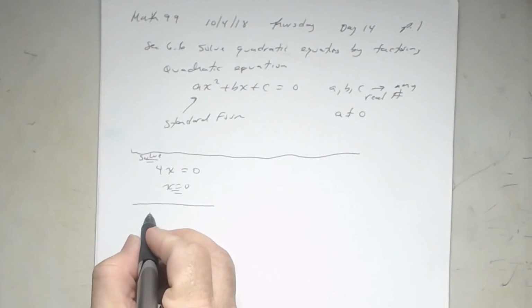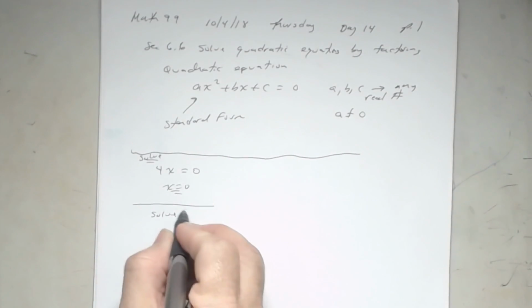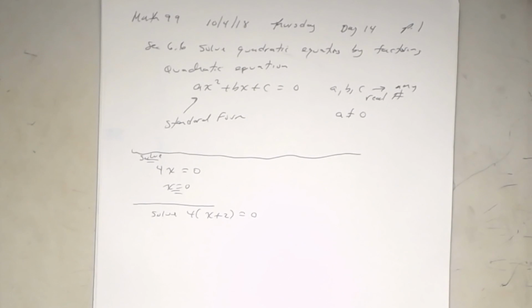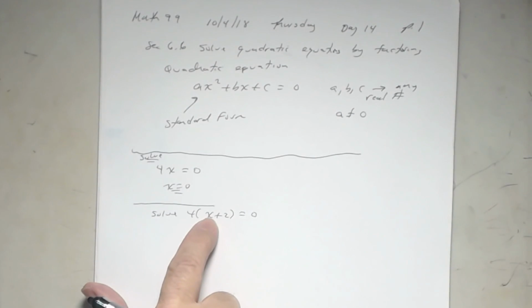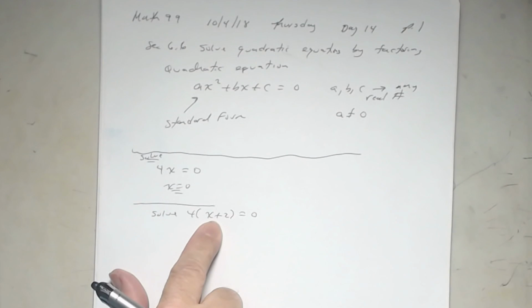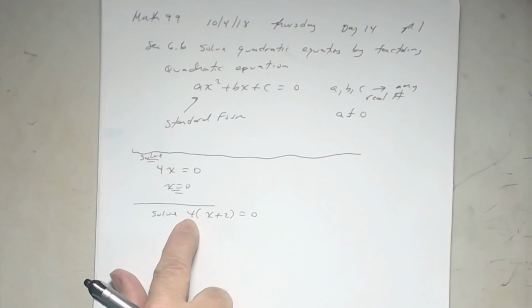So what if you had 4 times x plus 2 equals 0? What must x be in order for that to equal 0? Negative 1/2. So you're telling me that if I plug in negative 1/2 for x, then negative 1/2 plus 2 times 4 is going to be 0? No. Because what's negative 1/2 plus 2? 1.5. 1.5 times 4 is not 0.